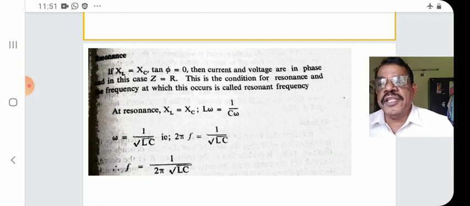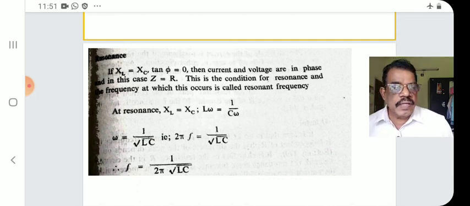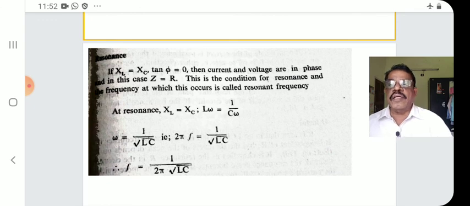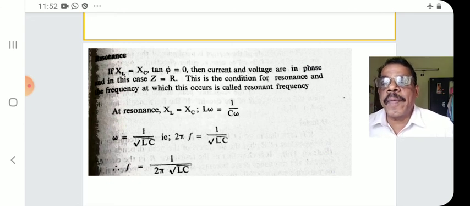റെസൊണൻസ് കണ്ടീഷൻ ഇങ്ങനെ എഴുതാം, XL ഈക്വൽ XC. The resonance condition can be written in the manner XL is XC, that is L omega is equal to 1 by C omega. Cross multiplying, omega square is 1 by LC, omega is root of 1 by LC or 1 by root LC. And you know omega is 2 pi F, so F is 1 by 2 pi root LC.